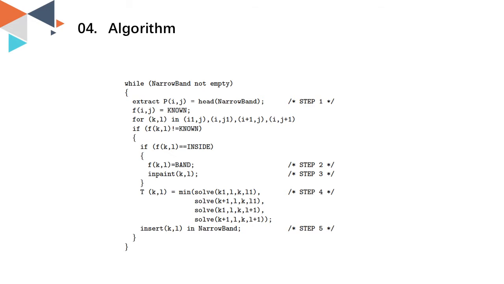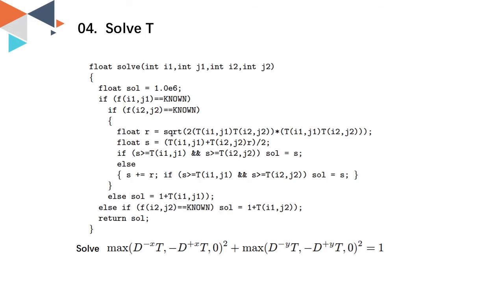For the points in the narrow band, in step 1, we extract the head, which is the closest to the boundary, and we find its neighbors. In step 2, we update its flag, in step 3, we inpaint it, and in step 4, we calculate the T value. In the last step, we insert the point into the narrow band, until we finish all the points in the narrow band, and the algorithm finishes. The algorithm here shows an elegant way to calculate T by solving the bottom equation.